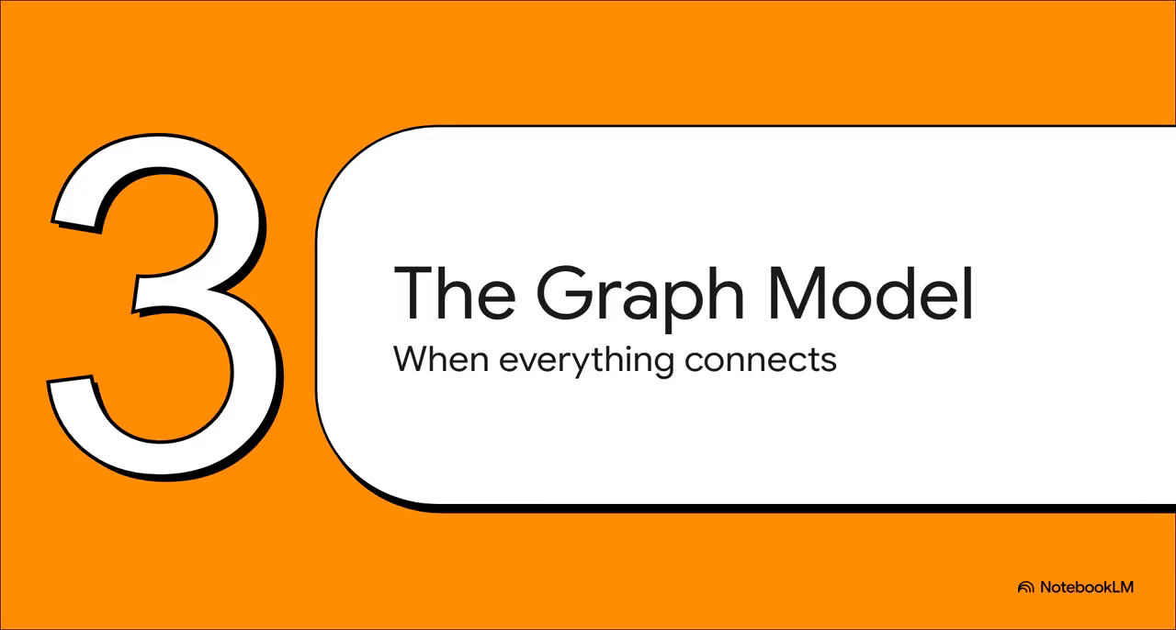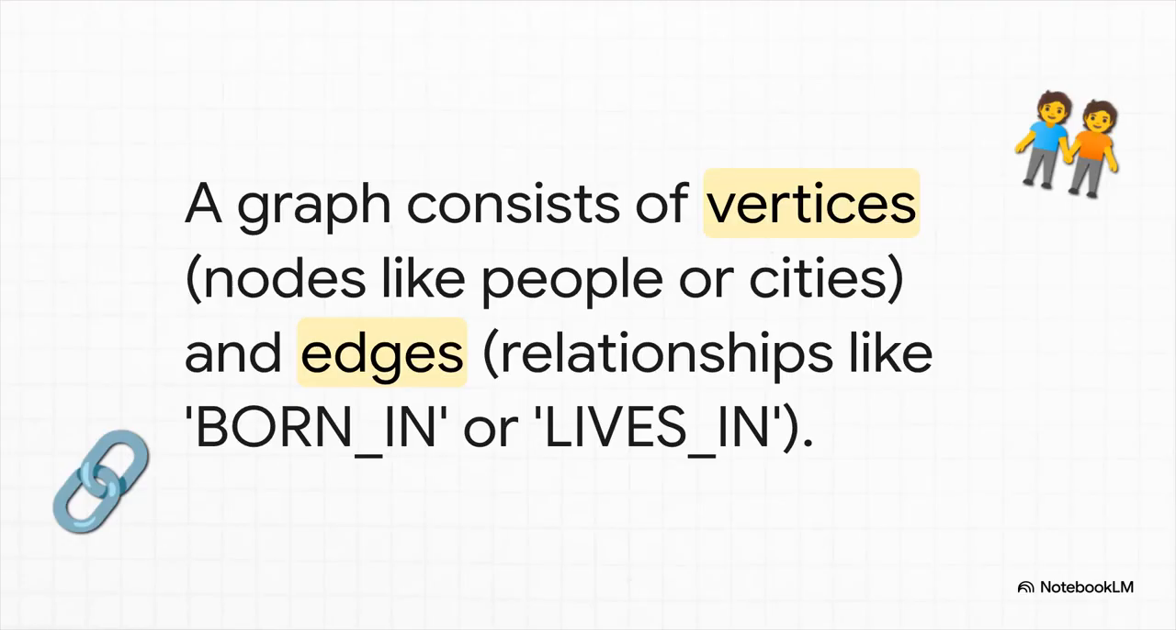But what if your data doesn't really fit into neat tables or even neat documents? What if the most important thing about your data is the connections between everything? For that, we need a totally different way of thinking. We need the graph model. A graph model is beautifully simple. It thinks in just two terms: vertices, which are the things, like people or cities.